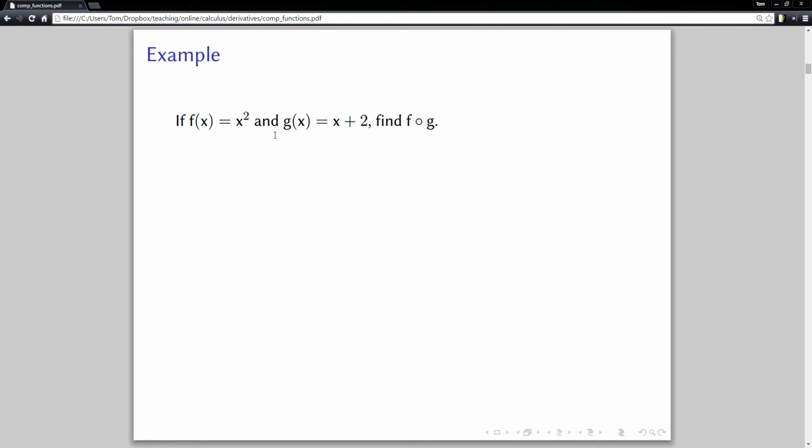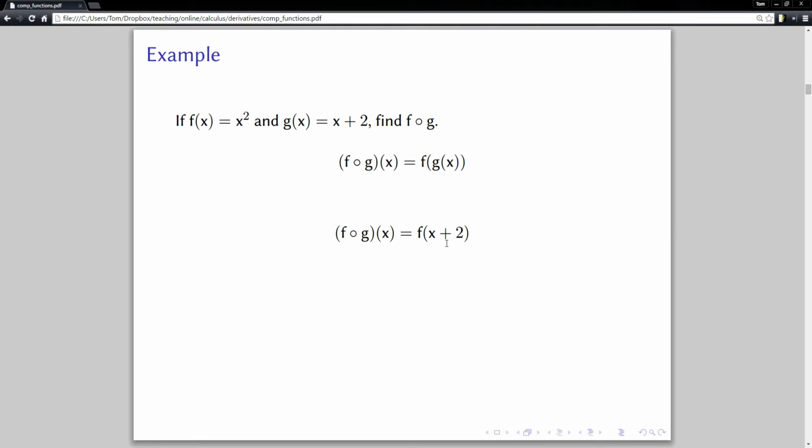So I have f of x equals x squared and g of x equals x plus 2. I want to find the composition of f and g, f of g here. All right, so there's the formula for the definition of f composed with g. And I know what g of x is equal to: g of x is exactly x plus 2. So over here I have f of x plus 2.